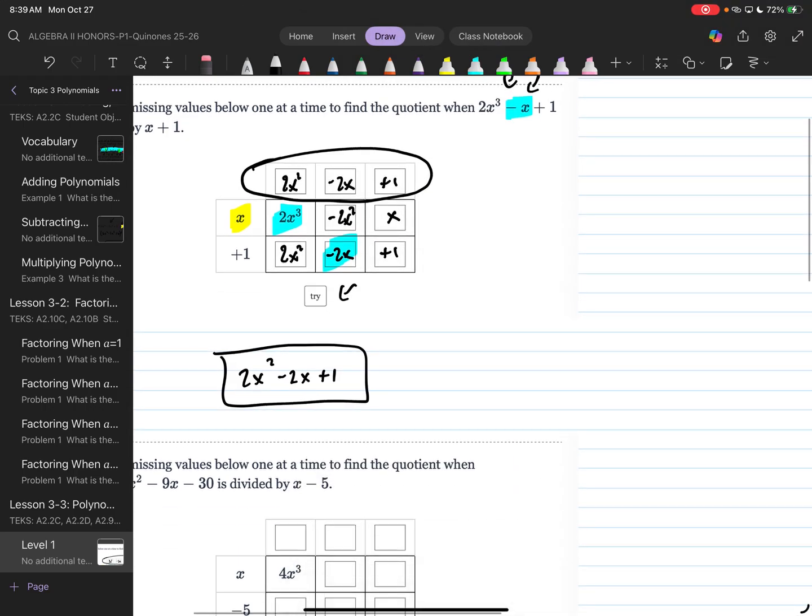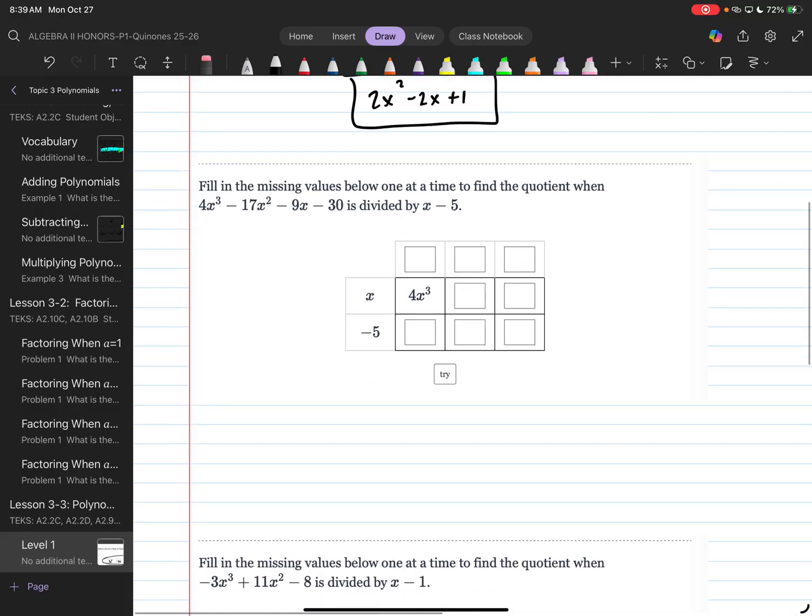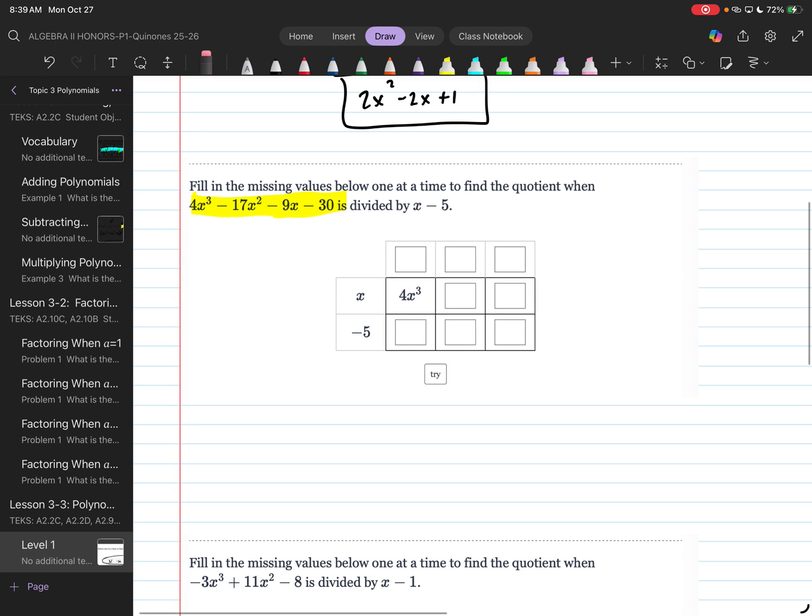For now, so that we can get the hang of it. This is level 1, everybody, so obviously this gets progressively tougher. But following the same pattern, right? We are trying to divide 4x cubed minus 17x squared minus 9x minus 30, all divided by x minus 5. Well, beautiful. Okay, so my leading term is going to go right here.